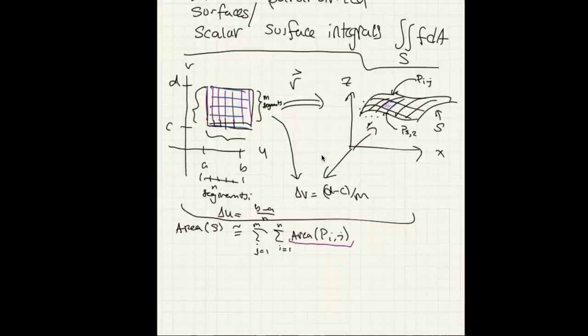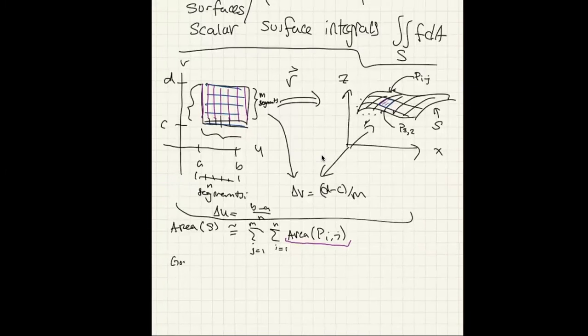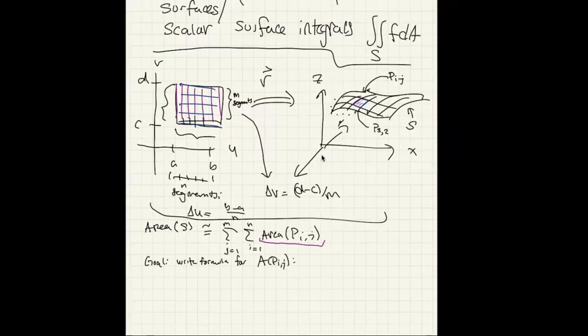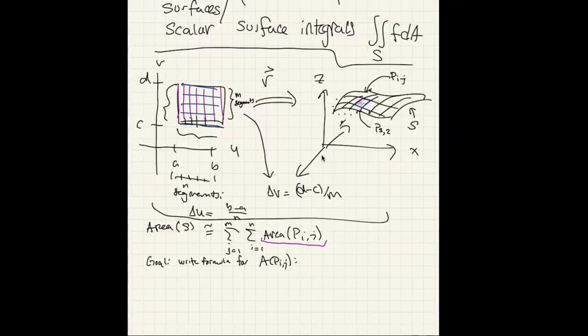So goal: write a formula for the area of Pij. So I'm going to zoom in on what this picture looks like. At this picture, I've got this going on here.